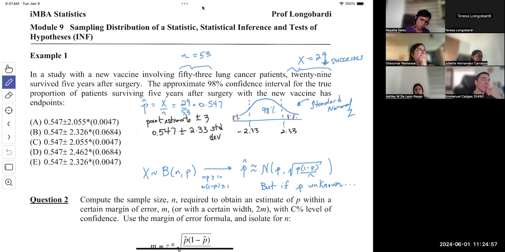I'm going to use a z-score that gives me, in this case, 98% in the middle, but I can change that. I'm going to call it z-star because it's a special z-score that corresponds to how much I want to capture of observations around a point estimate. And then I'm going to multiply by the standard deviation, which I'm going to call the standard error. That's a special word that I'm going to explain.